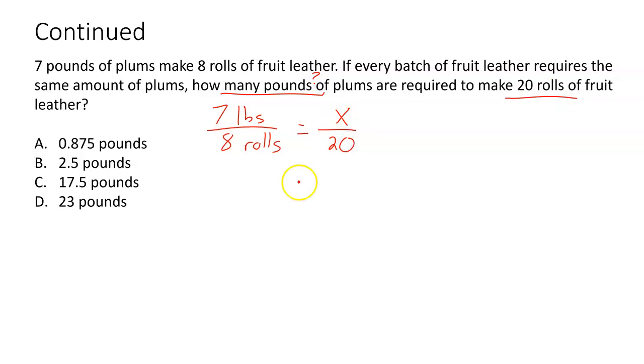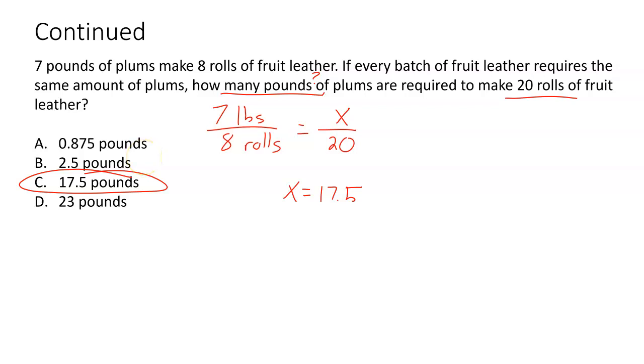So go ahead, do your cross multiplication. What do you get for x? Should be one of those 4 numbers. So we get 17.5. Now, fun fact, you can get that answer without having to write down a single number.